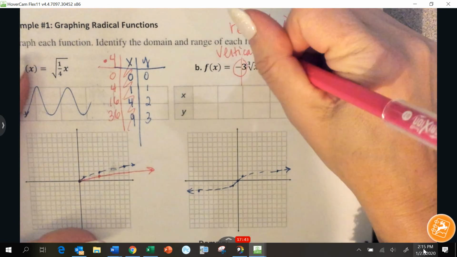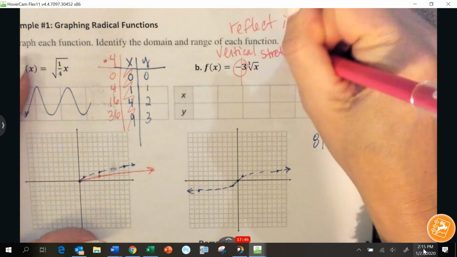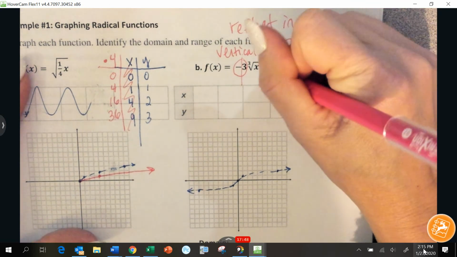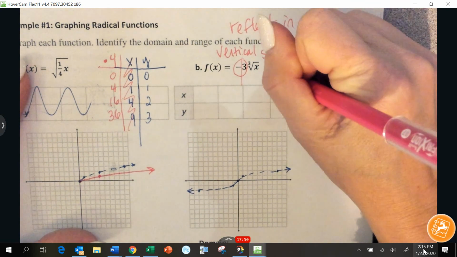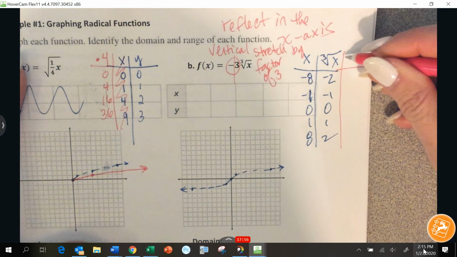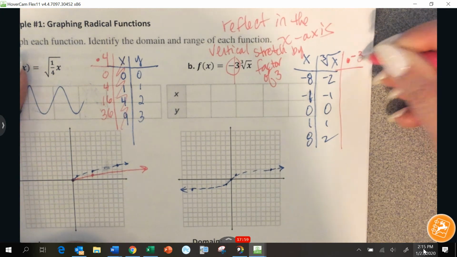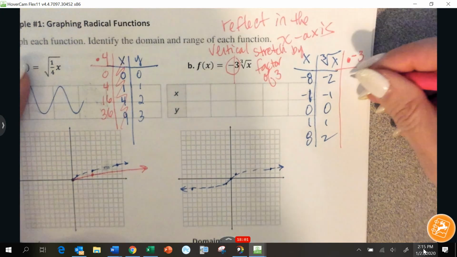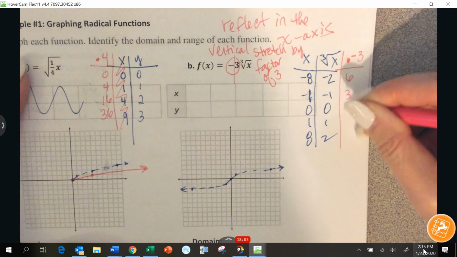So this is a vertical stretch by a factor of 3. Put it all on the y side. I'm going to multiply everything by -3. 6, 3, 0.